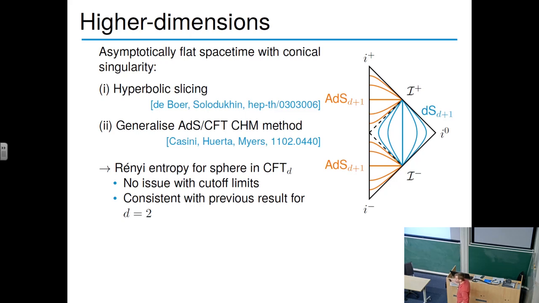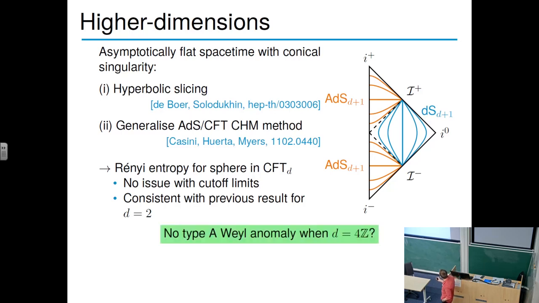And we end up with Rényi entropies that are appropriate for a spherical entangling region in a CFT of d dimensions. It turns out that the cutoffs are not singular in this coordinate system that we construct. So there's no issue with the cutoff limits, and you can send the near brane cutoff to 0 and get a Ryu-Takayanagi prescription. And the results that we get are consistent with the previous result that we had for d equals 2.